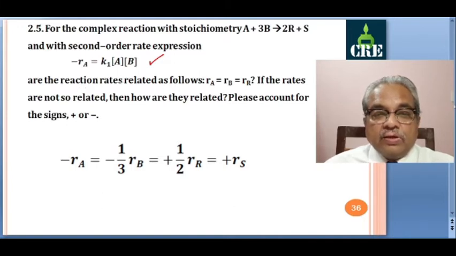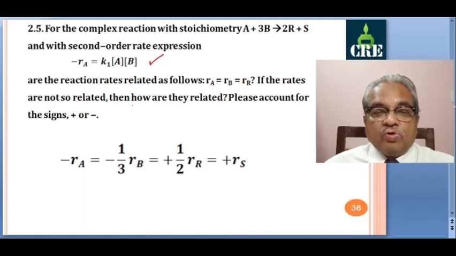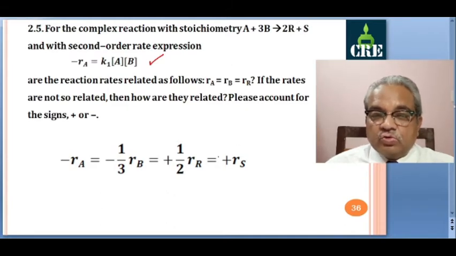Are the reaction rates related as follows? That means rate of A, rate of B, rate of R, some kind of relationship? No, it will not be, because the stoichiometry is different. If the rates are not so related, then how are they related? And please account for plus or minus sign. Minus sign for disappearance, so with respect to Ra minus sign, with respect to Rb minus sign, and for formation Rr plus sign, Rs plus sign. These have to be divided by the corresponding stoichiometric coefficients.